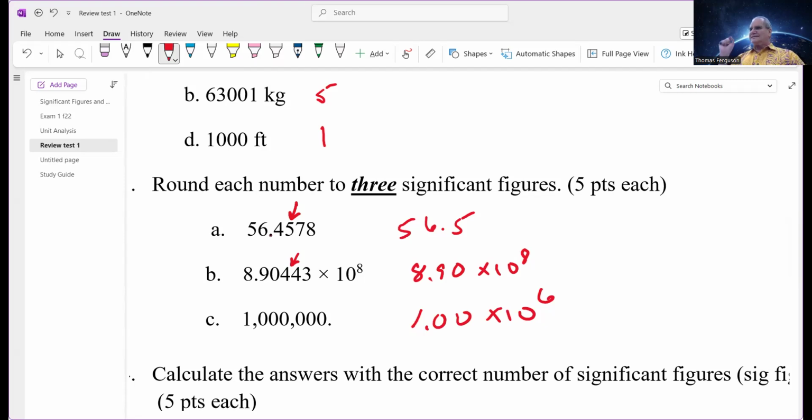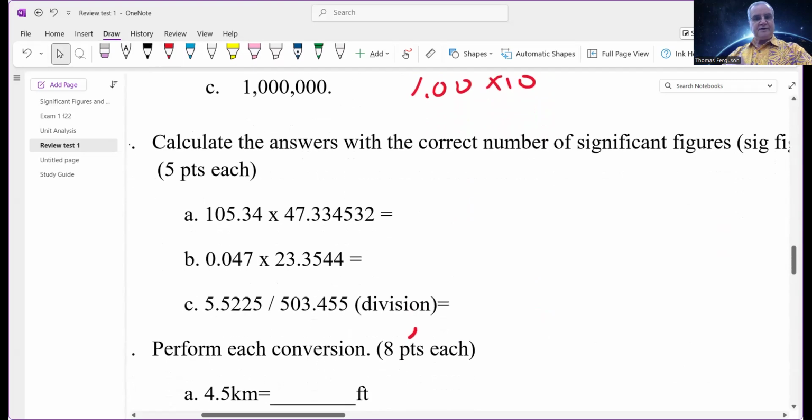The decimal point signifies a certain level of precision. Once you remove that, that level changes. You've got to maintain the level of precision, significant figures, as you manipulate these numbers. Good questions, you guys. All right, calculate these guys.